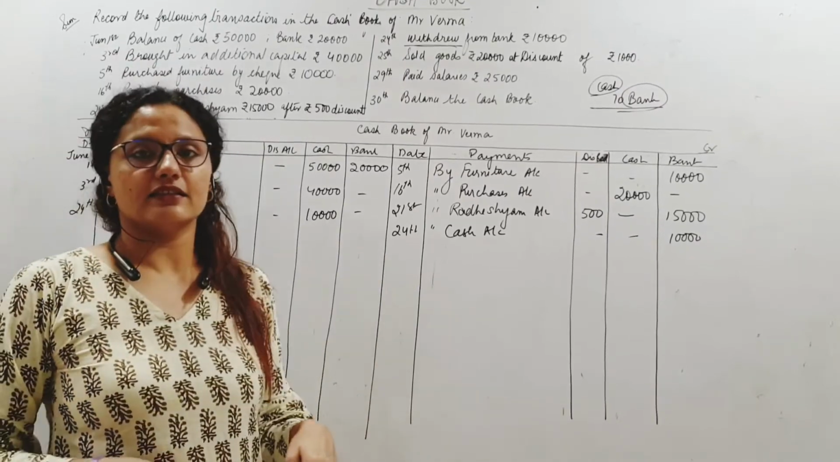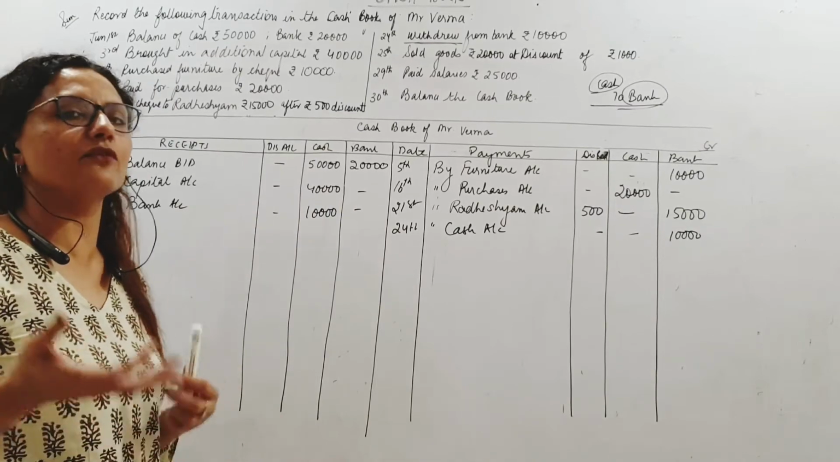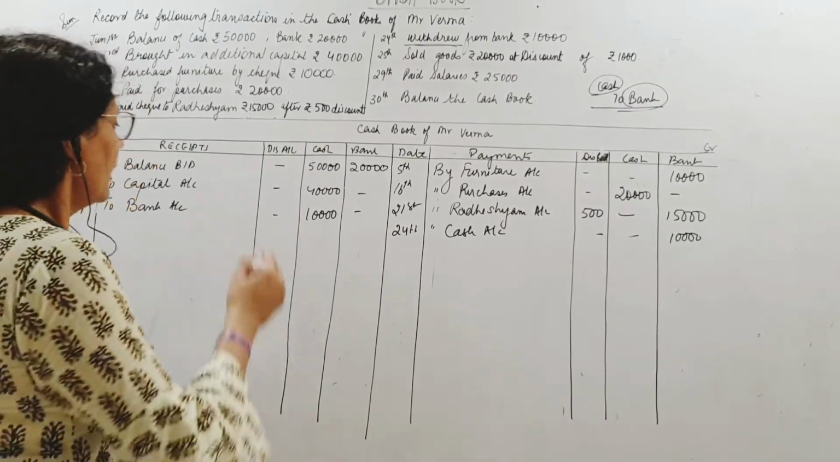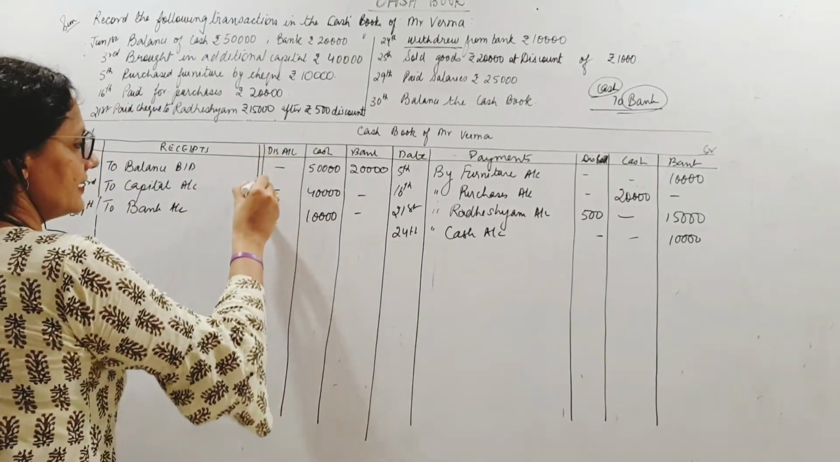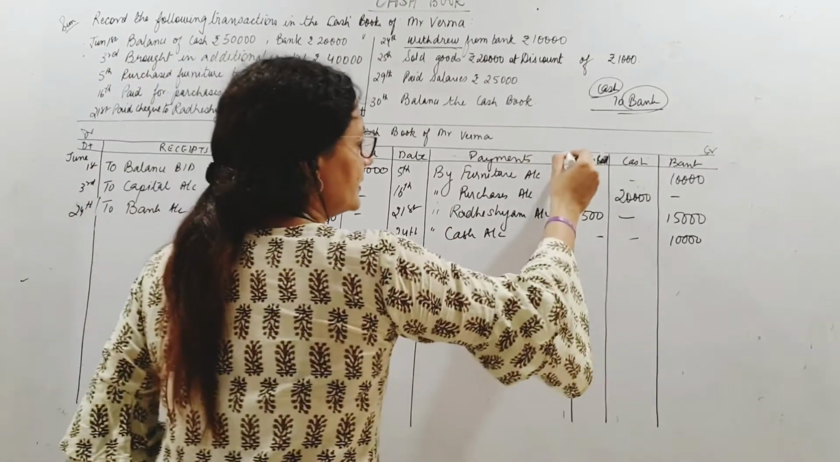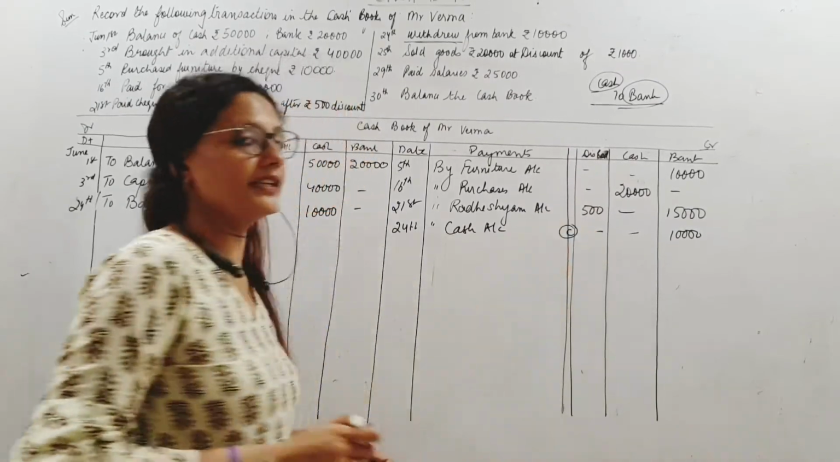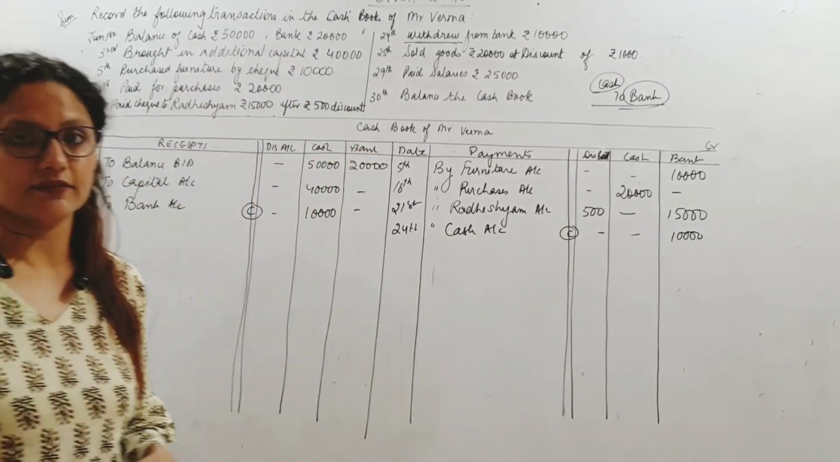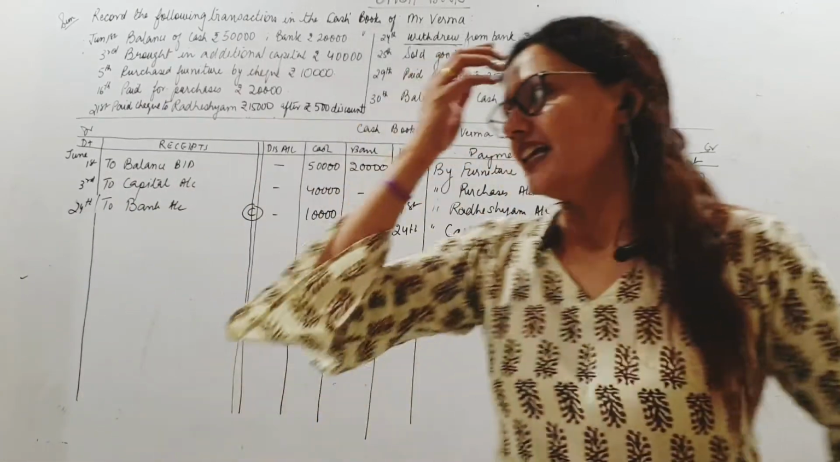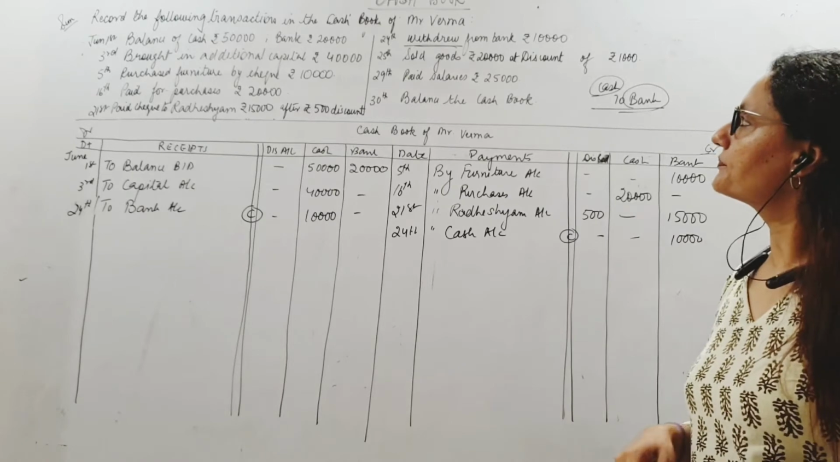Therefore, such entries which find a place on both sides of the cash book, that is involving cash and bank both, are called contra entries, and in the ledger folio column you will write C. There will be a ledger folio column here where you will write C, C denoting contra entry. Alright. So this was a contra entry, being cash withdrawn from bank.